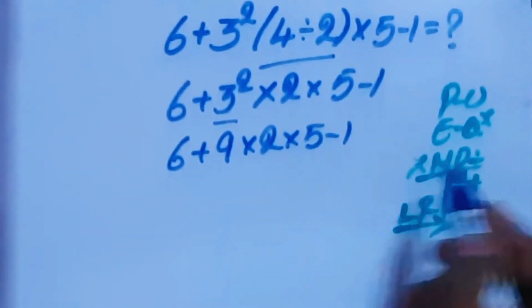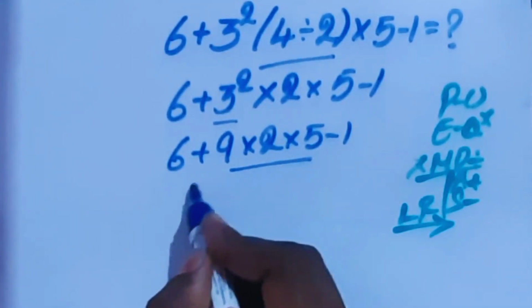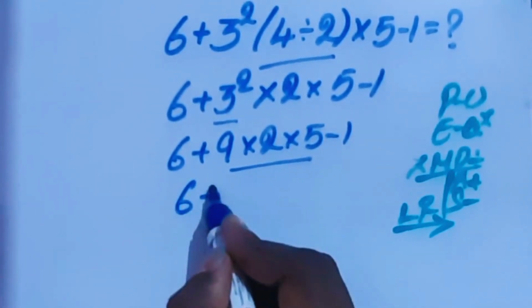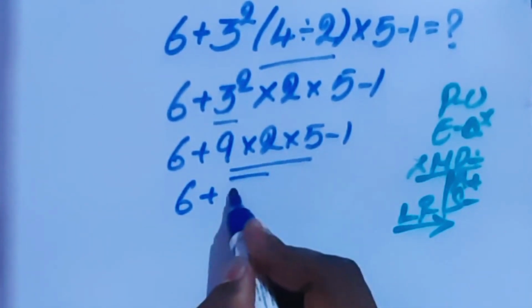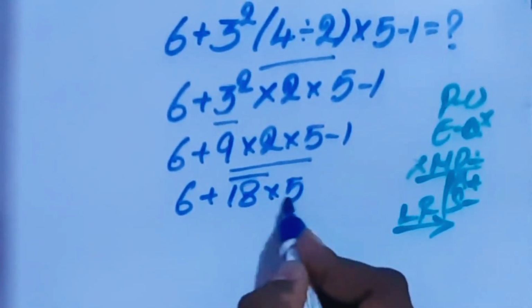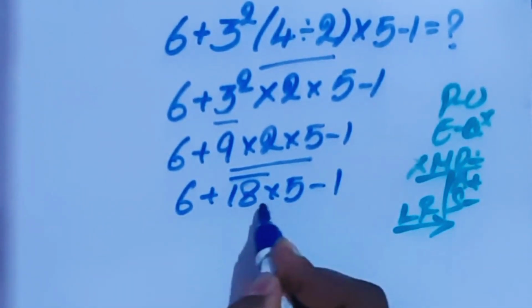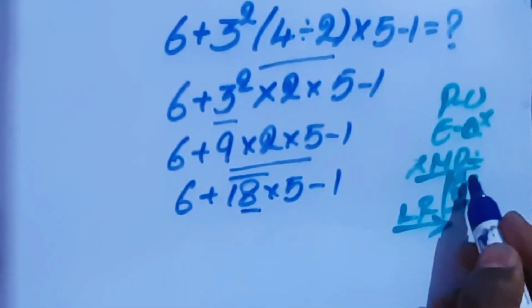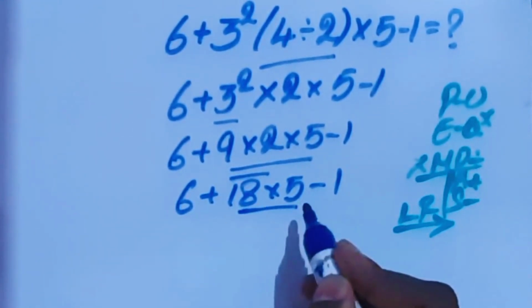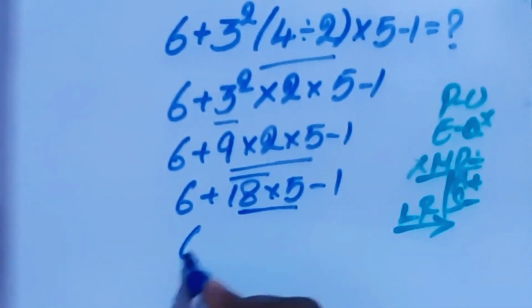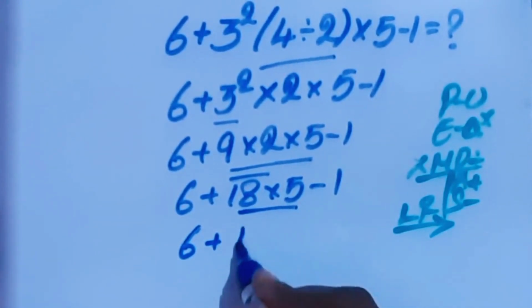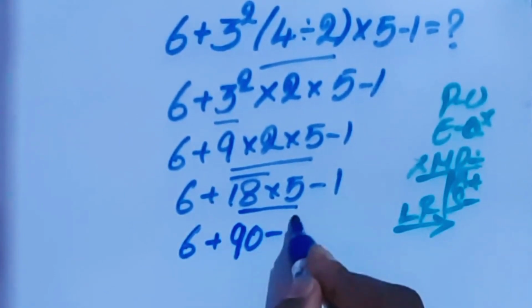Here the next priority is multiplication and division. We have multiplication here, so we have to do this multiplication before the addition and subtraction. So 6 plus here 9 times 2 is 18 times 5 minus 1. Here we have addition, multiplication and subtraction. Multiplication is higher priority than addition and subtraction, so we have to do this multiplication first. So 6 plus here 18 times 5 is 90 minus 1.